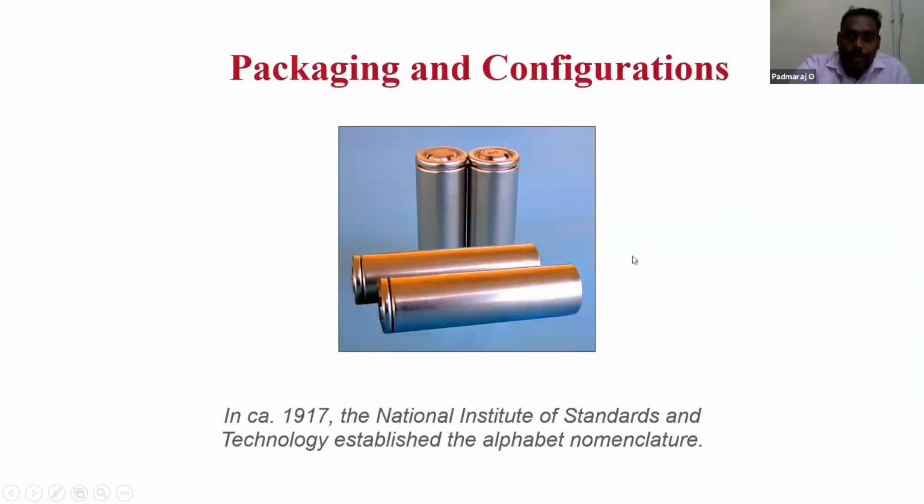Okay, so now I am coming to the packing and configuration. What is the packing? In our day-to-day life, we are using a variety of batteries for different applications. That is the packing state. Some batteries look cylindrical, some look rectangular, some look like a pouch shape. So different types and shapes of batteries are used in our day-to-day life activities for different applications.